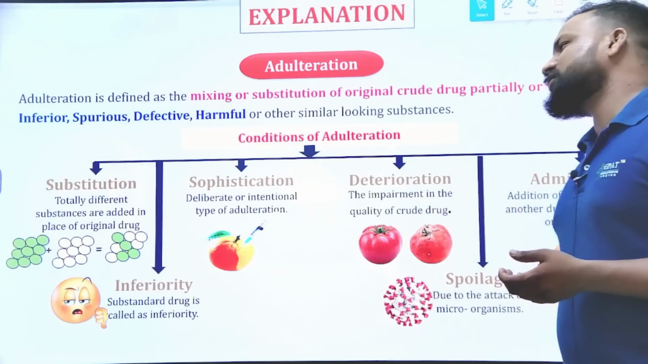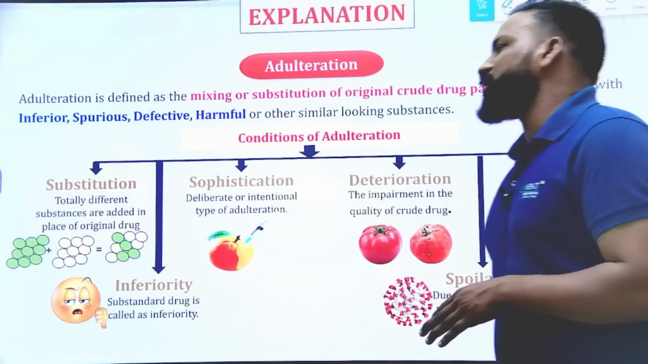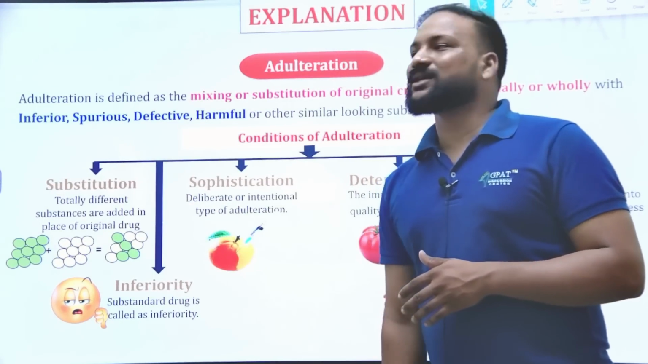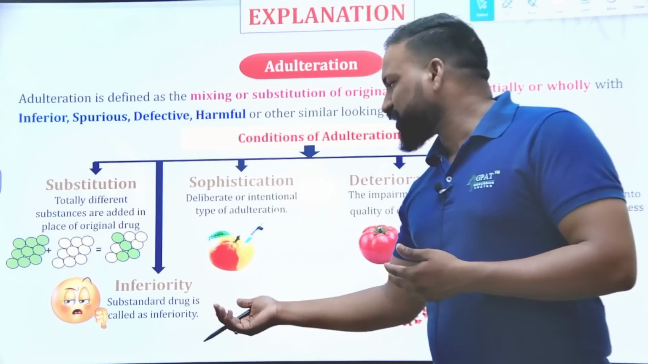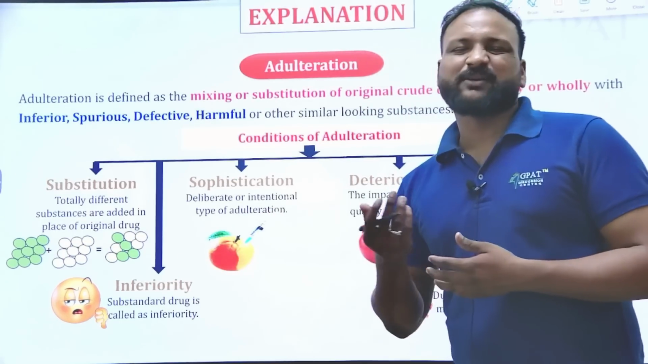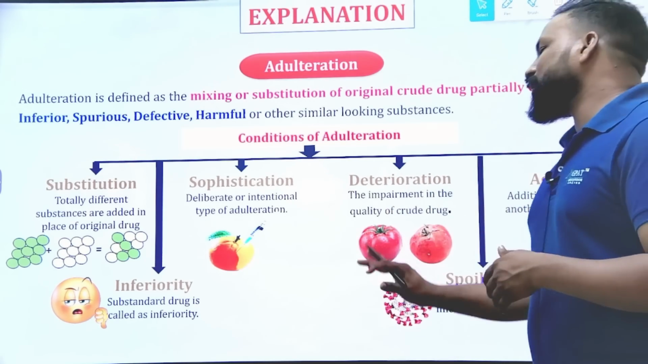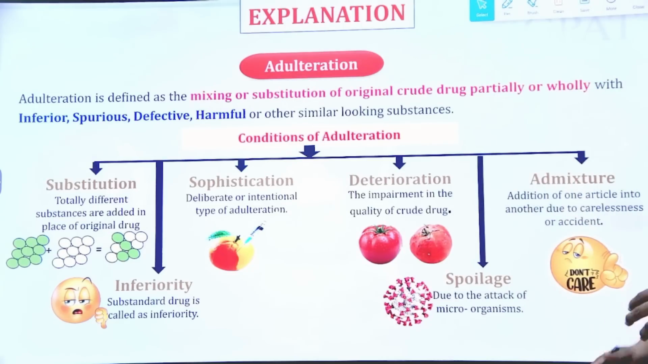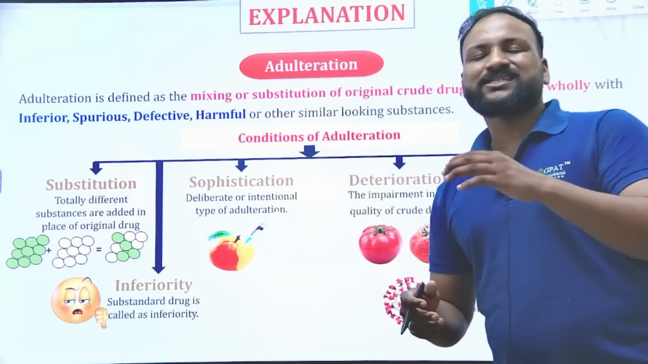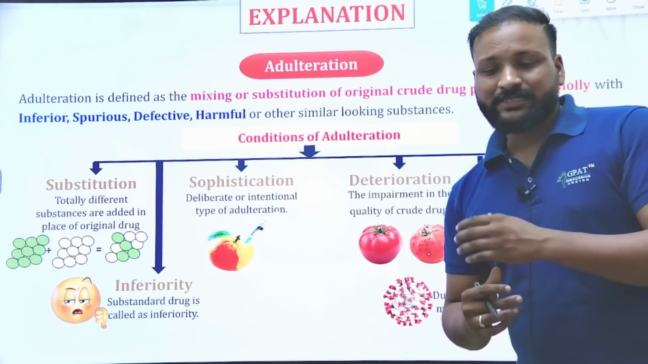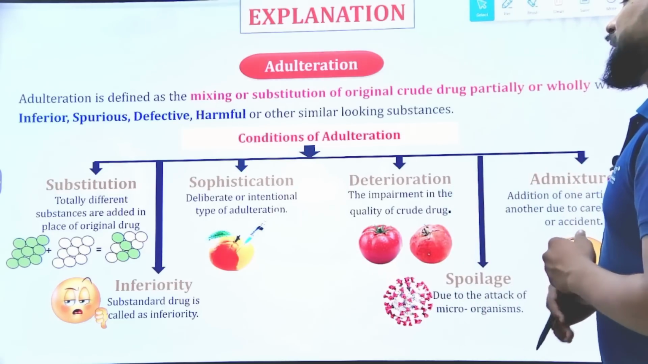These are the different types of conditions of adulteration. Substitution: the complete article is substituted with another one. Sophistication means an intentional or deliberate type of adulteration. Inferiority: less quality or substandard variety is used to substitute the drug. Deterioration: impairment of quality of a drug, whereas spoilage is due to microbial attack. Admixture means addition of one article to another article due to carelessness in collection. We know very well adulteration is nothing but mixing or substitution of the original crude drug with similar looking substances.